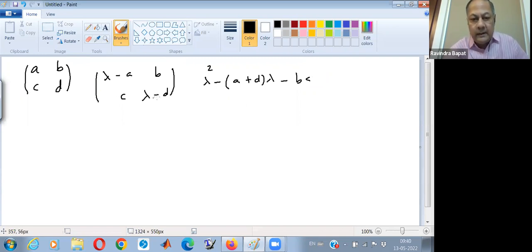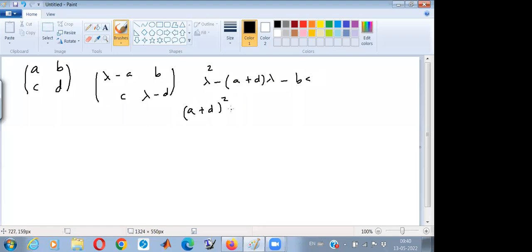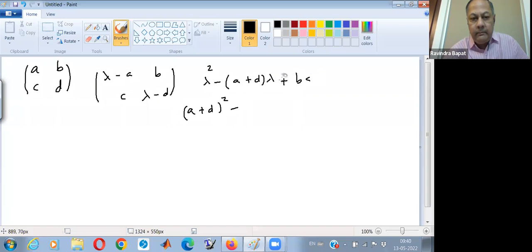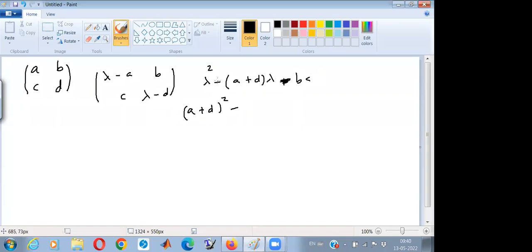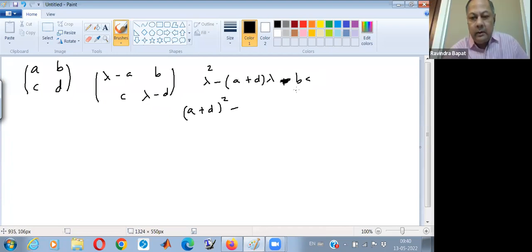So we will calculate the discriminant, b squared minus 4ac. So (a plus d) squared, and then minus 4 times (ad minus bc). So there is plus ad. Yes, it is ad minus bc. Right. Thank you.